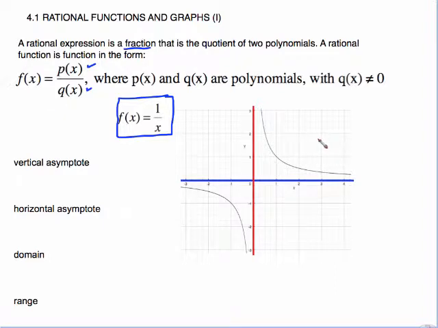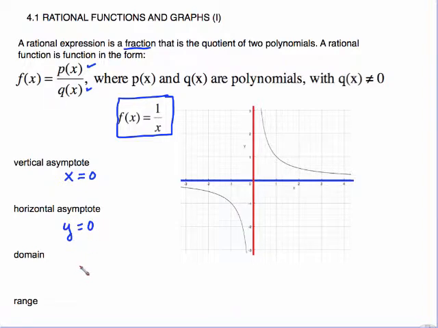You should remember from college algebra that you've got a vertical asymptote here in red, that is the y-axis, and that is the equation x equals 0. The horizontal asymptote is here in blue, that is the x-axis, and that is the equation y equals 0.